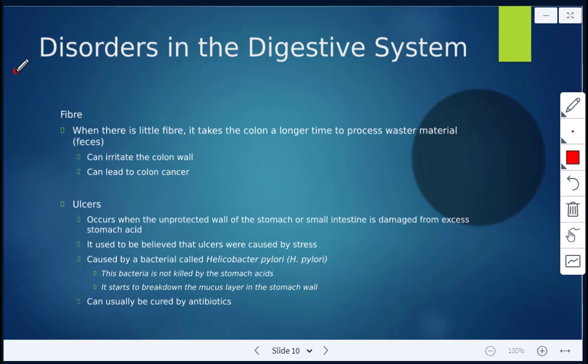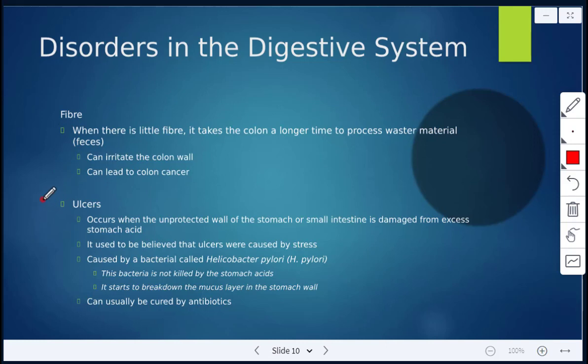All right, so disorders in the digestive system. Like I said, fiber is very important. When there's little fiber in your diet, it takes the colon, the large intestine, a longer time to process waste material, which is the feces. That can start to irritate the colon wall. It can lead to colon cancer, constipation, and so on. So fiber is very, very important in the diet.